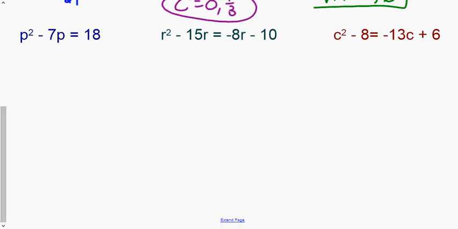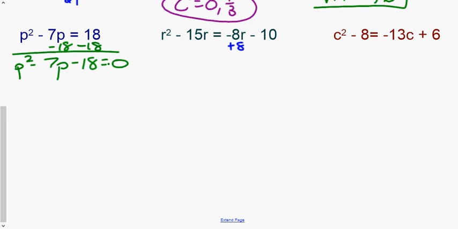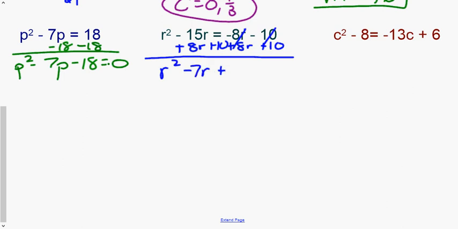So on the first one, p squared minus 7p equals 18. The p squared is positive on the left. So we're going to move the 18 over and have p squared minus 7p minus 18 equals 0. On the middle one, for example, the r squared is positive on the left, so we are going to add 8r and 10. Cancel, cancel. We get r squared minus 7r plus 10 equals 0.